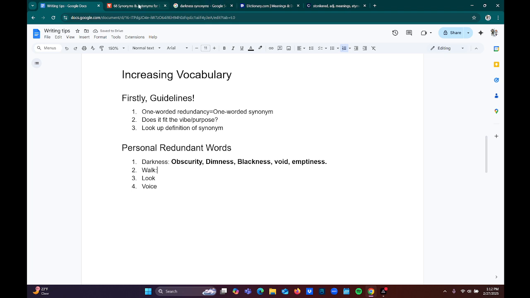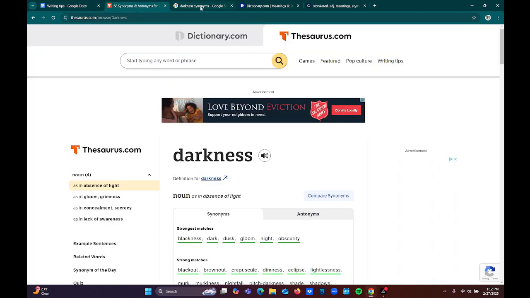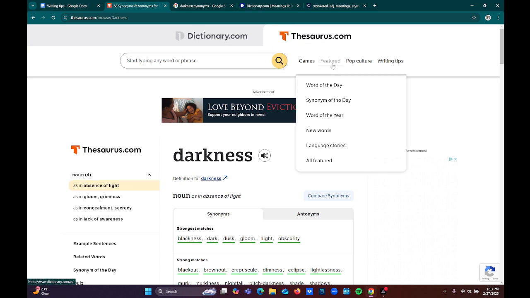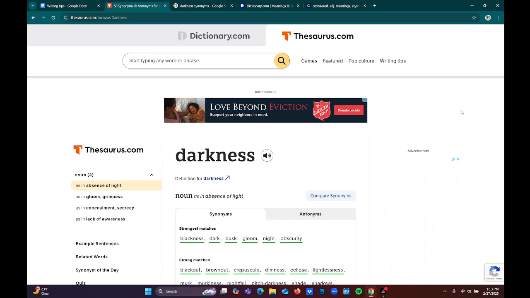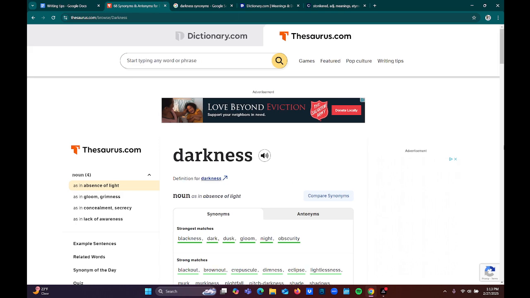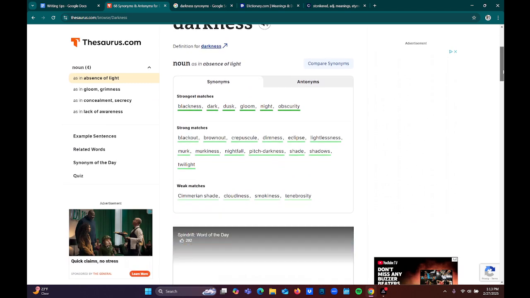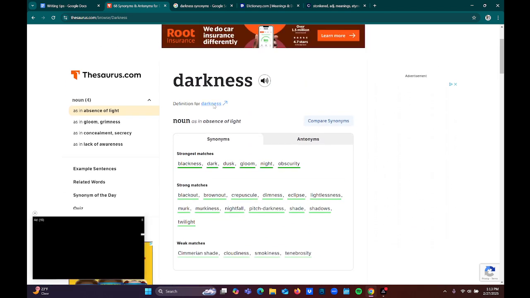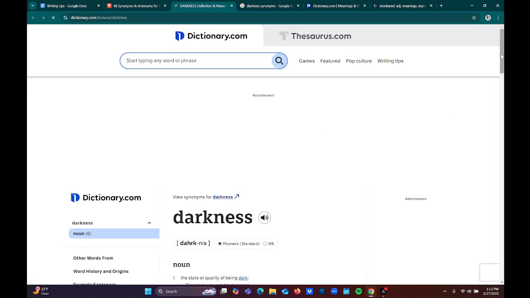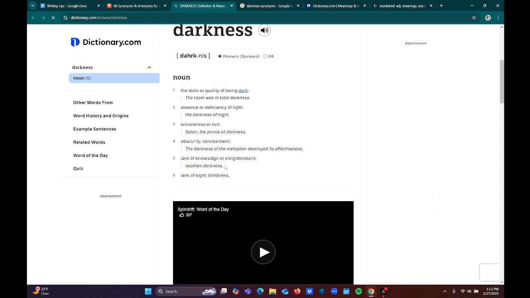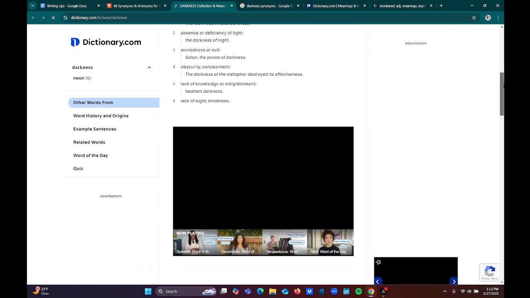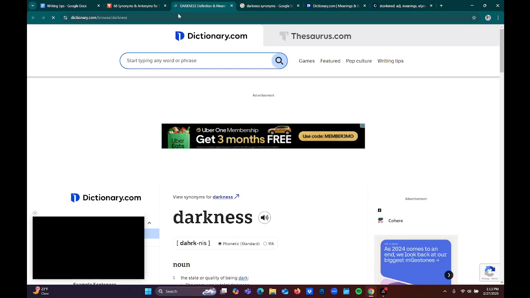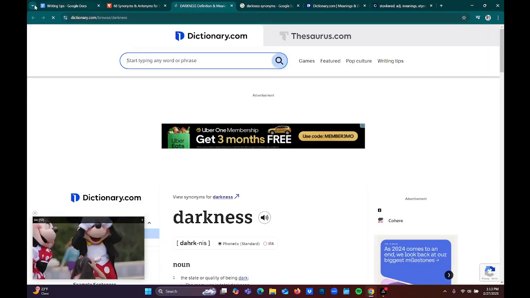Another thing we can do is go to a site like dictionary.com. Dictionary.com is usually pretty good with this kind of stuff. It gives me the definition. And sometimes dictionary.com gives synonyms too.